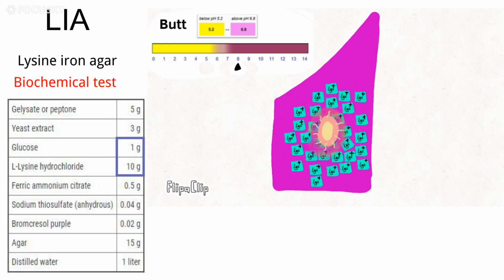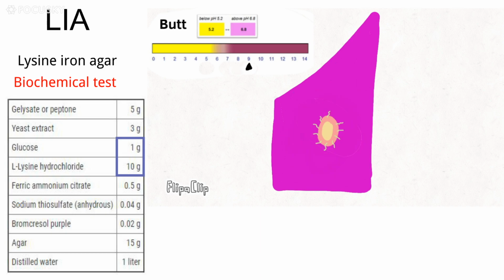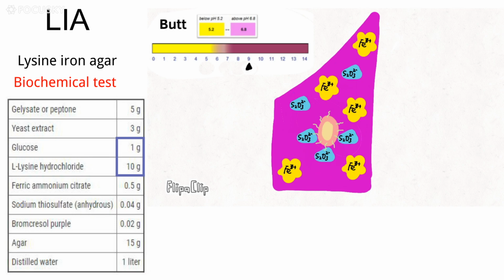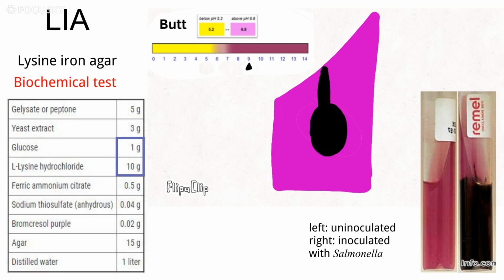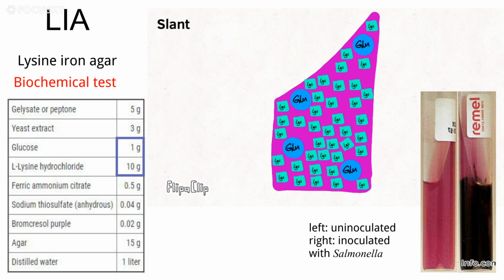Similarly, the sodium thiosulfate and ferric ammonium citrate in the medium could result in black precipitation when Salmonella is present. Positive tube for Salmonella shows purple slant, purple butt, and black precipitation. Similarly, sometimes the bacteria produce a large amount of black precipitation that will mask the purple butt as shown in this picture. You can use the same method to see the color.